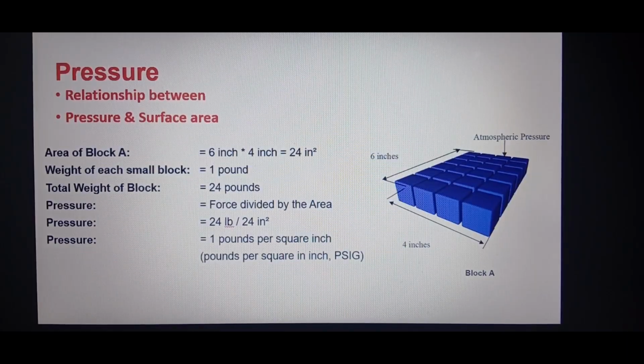Here we have a block 6 inches long and 4 inches wide, cut up into 1-inch squares. So in total we have 24 of these blocks. So we have 6 inches times 4 inches, which equals 24 square inches. If each block is 1 pound, then the total weight of the block is 24 pounds. Force divided by area is the pressure. That will mean that we take 24 pounds divided by 24 square inches, and that will give us 1 pound per square inch.